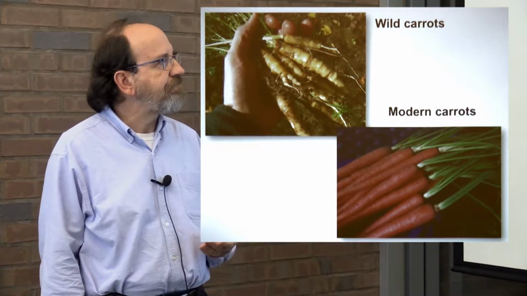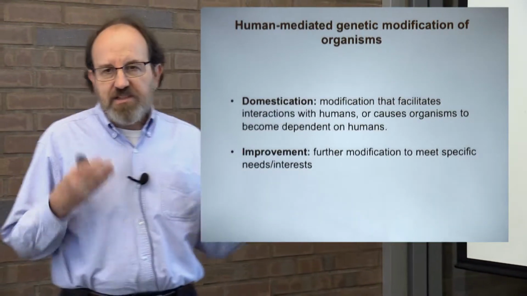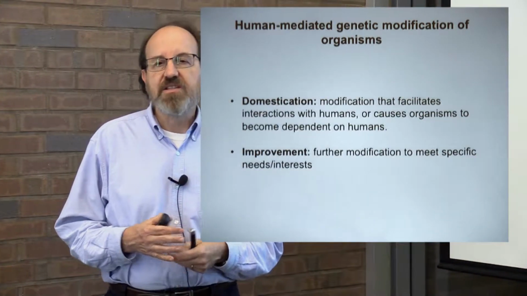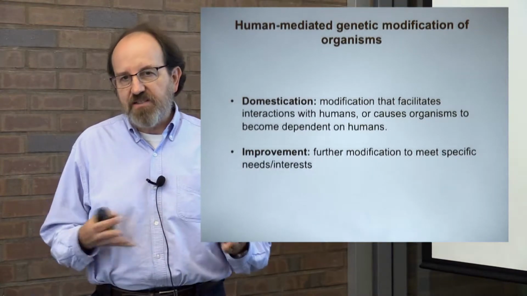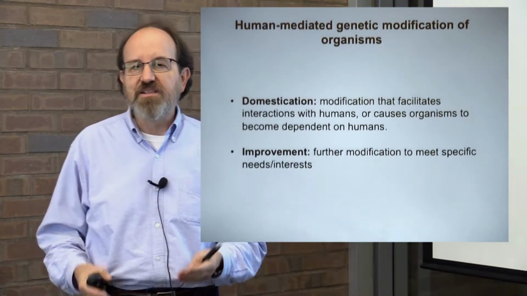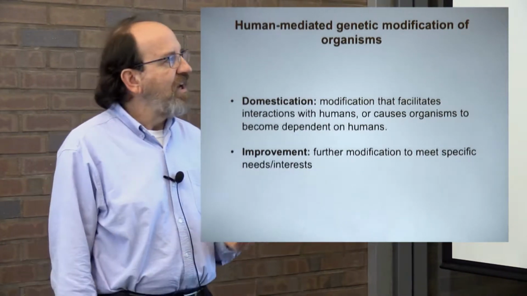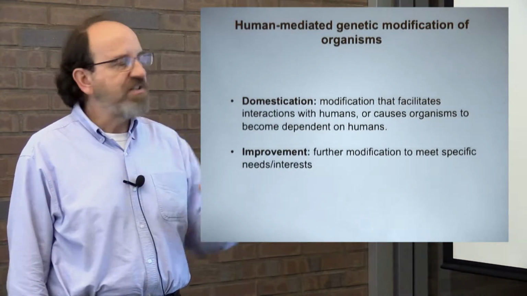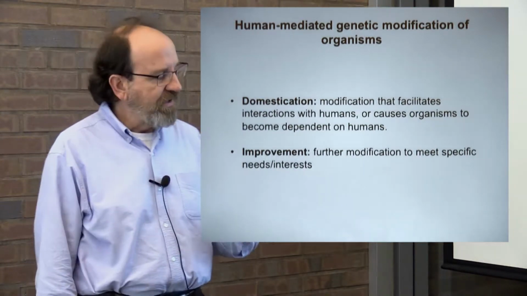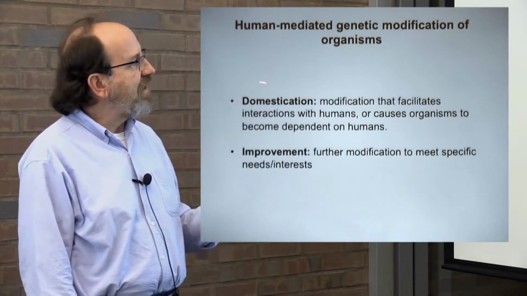So when we start to think about what kinds of changes have occurred as a result of humans becoming interested in an organism and modifying that organism, we can divide those changes into two general categories. The first category we refer to as domestication.